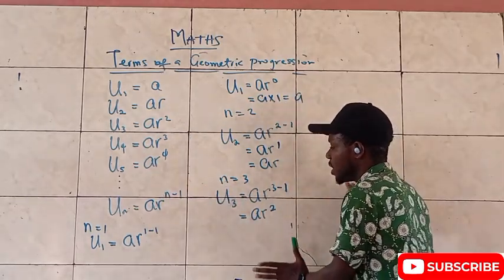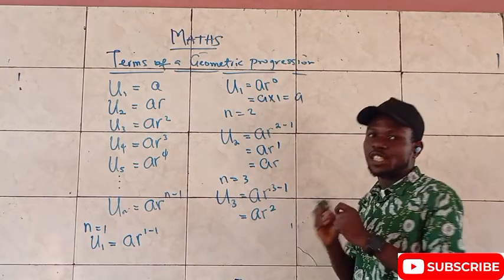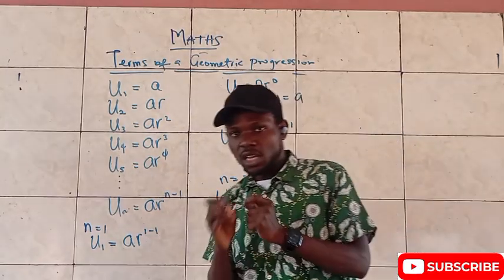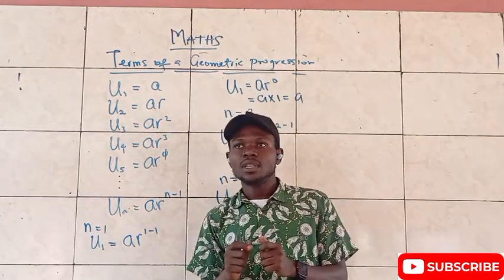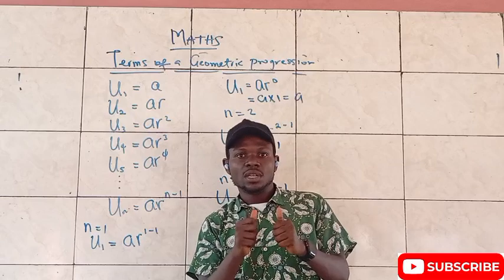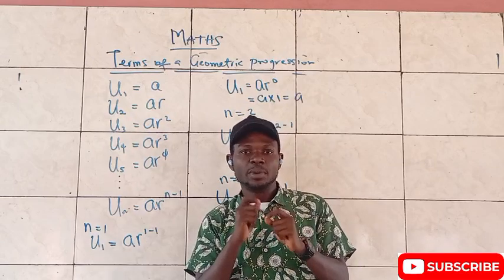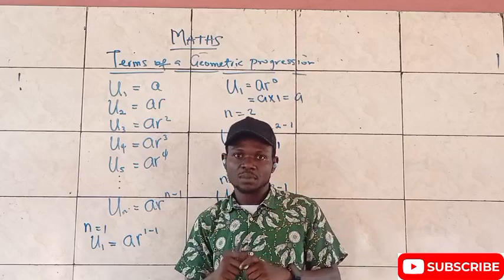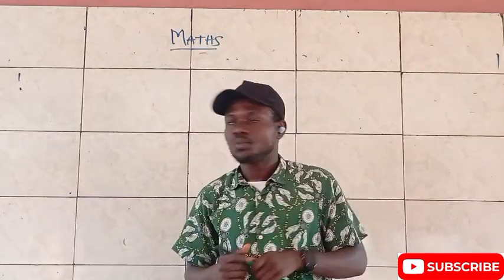So that is why we call it a geometric progression. These are the curves that can be found in a geometric progression. Let me quickly run us through how we can solve for the common ratio of a geometric progression, given some specific terms. Solving for the common ratio of a geometric progression.